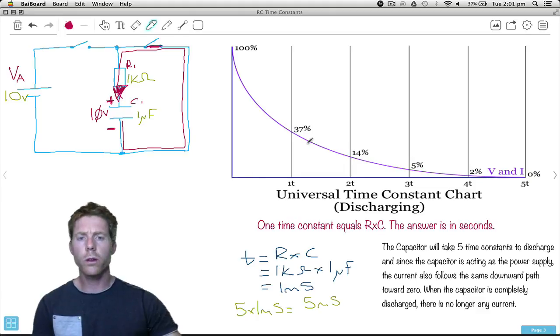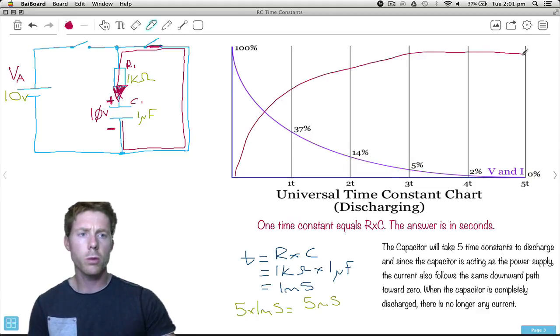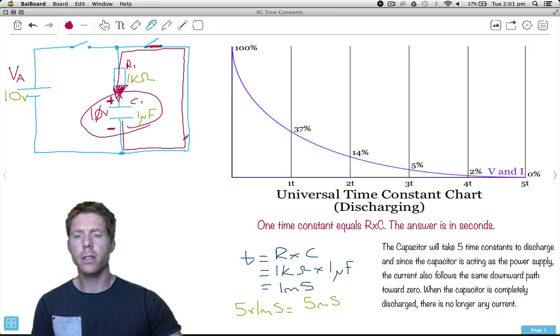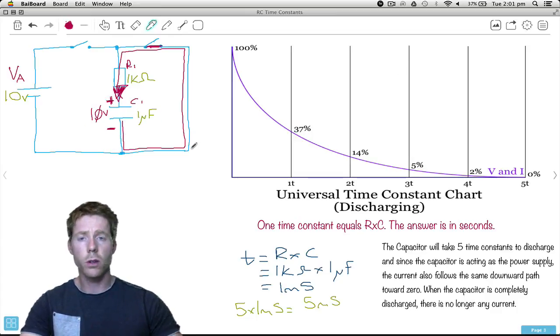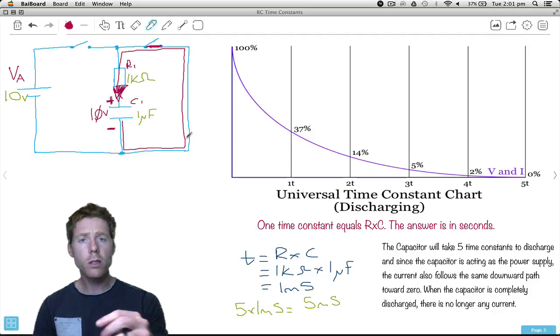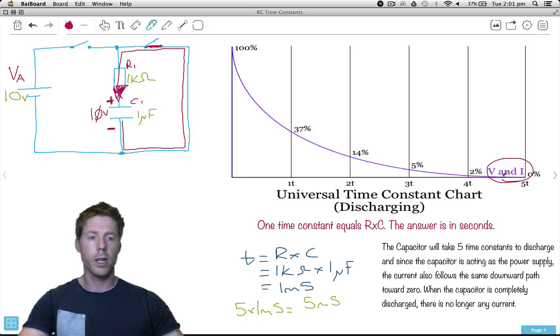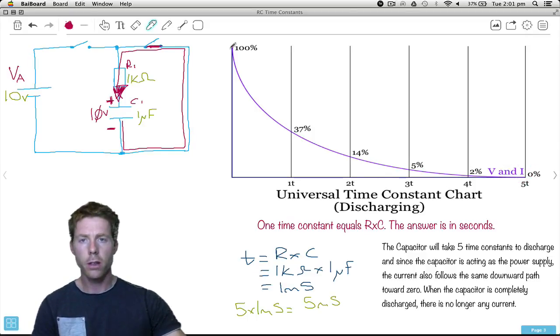Okay, so what's going on with this curve? Why is there only one curve? Why don't we have another one going up this way? Well, the reason for that is the capacitor is now acting as the power supply for this circuit. So if the power supply is decreasing, the current must also decrease. So notice that the voltage and the current are following exactly the same line. They're both starting up at maximum and then going down and down to nothing.